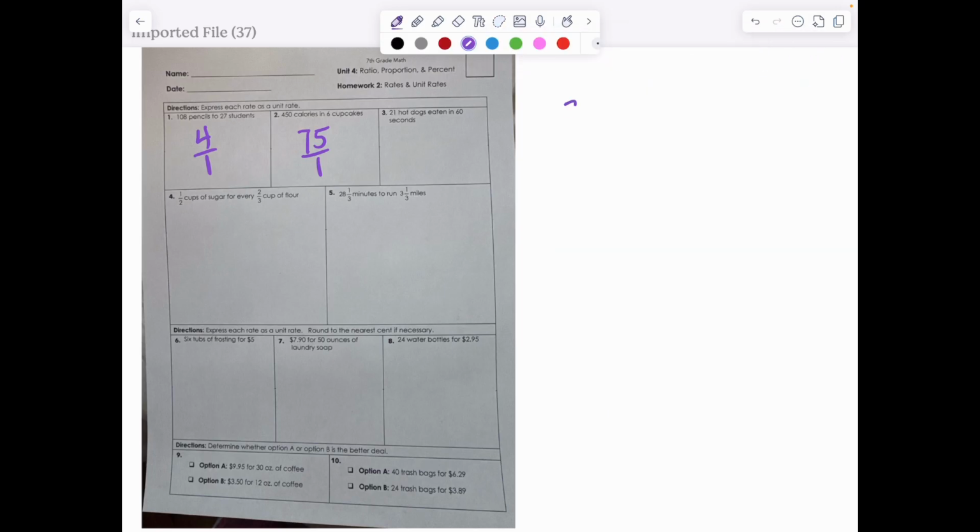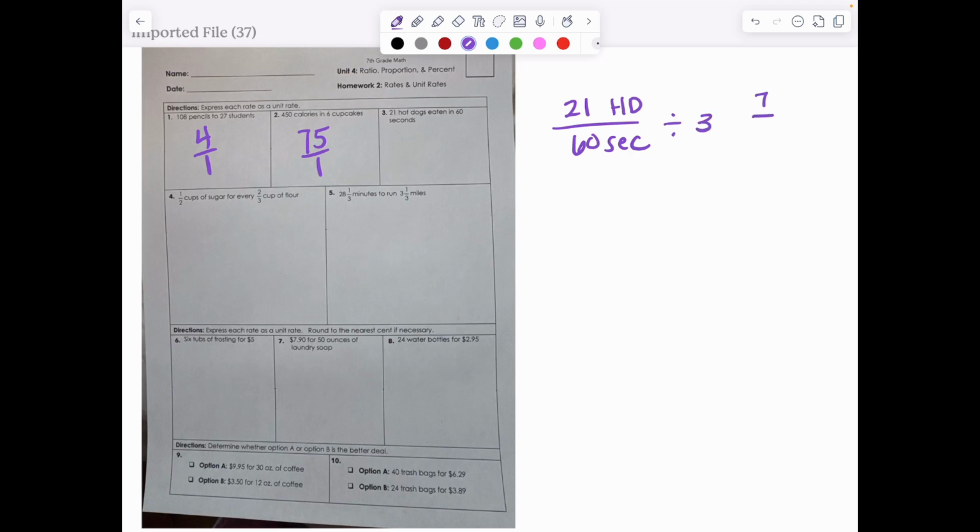So now we have 21 hot dogs, and I'm just going to put HD for hot dogs, eaten in 60 seconds. So I'd really like to see what Joey Chestnut's record is. I have no idea, but I know it's good because he always wins that contest on the 4th of July every year. So these, you want to divide by probably 3.